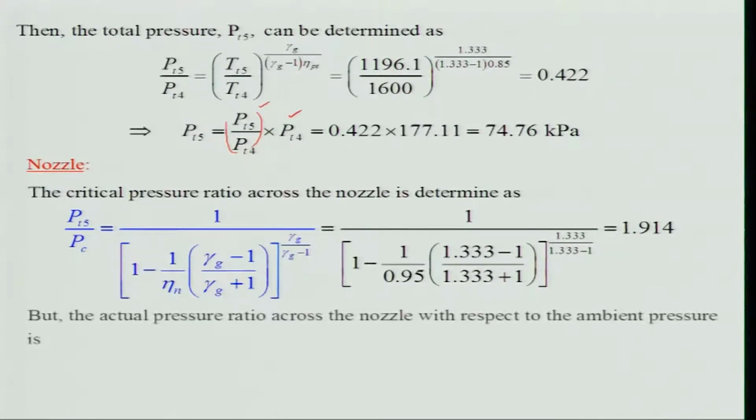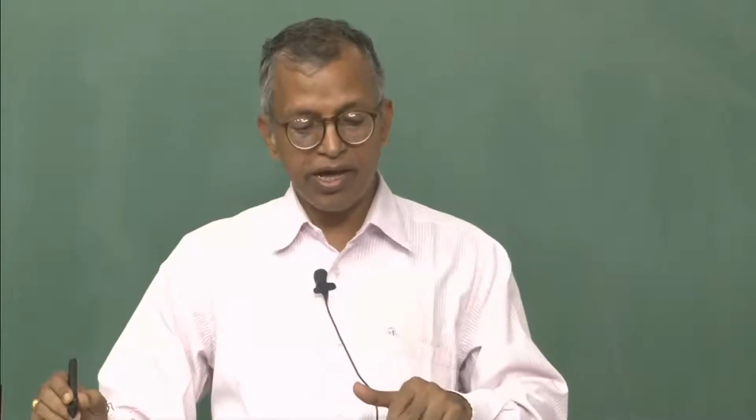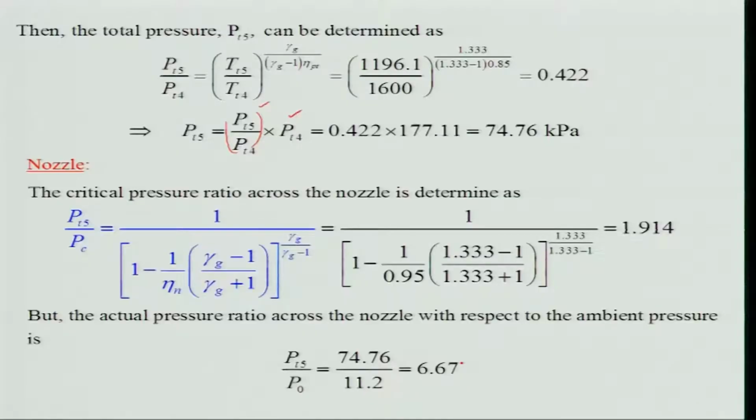But the actual pressure ratio across the nozzle with respect to ambient pressure, what would it be, that we need to determine. That is Pt5 by P naught; Pt5 we already know, and P naught is given. We will find this is 6.67. So, is the nozzle choked or not? Pt5 by P naught is much higher than Pt5 by Pc. Therefore, the nozzle is choked.